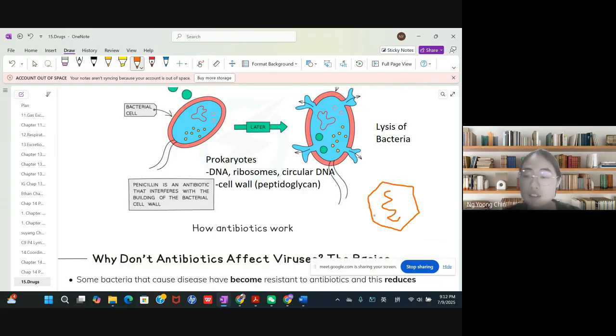So there are nucleic acids inside the virus, but viruses don't have ribosomes inside. They don't require any ribosome because viruses don't produce proteins, you know. So here's the structure of a virus.